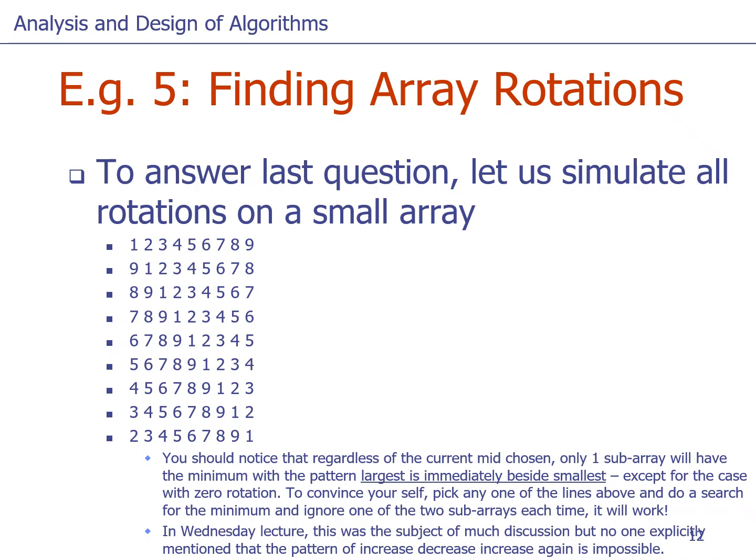So can I ignore one of them and work with the other or not? Well, my minimum is actually in the left, which is 7, 8, 9, 1. It's the 1. Now, can I really ignore the right? That's the question. Can I ignore 3, 4, 5, 6 and just work with 7, 8, 9, 1?